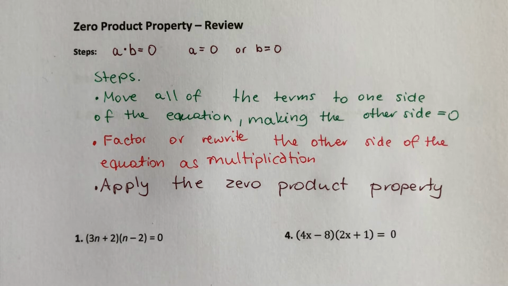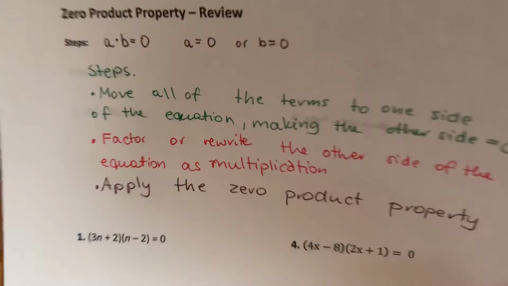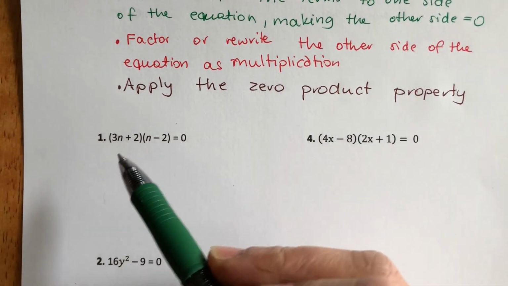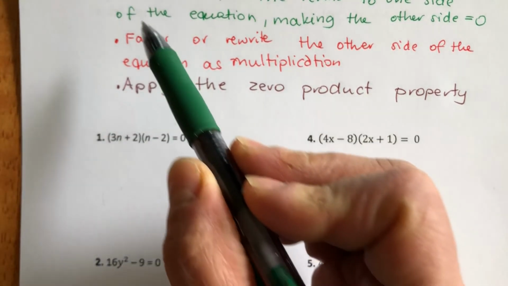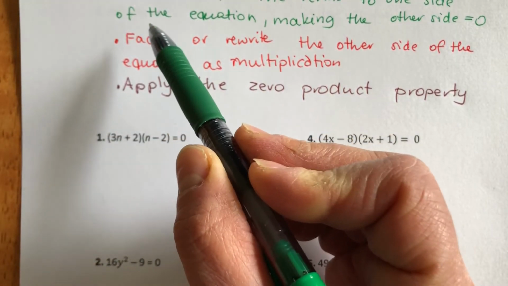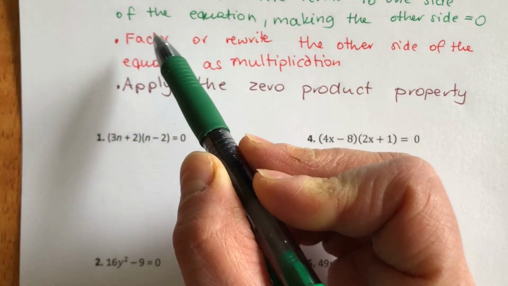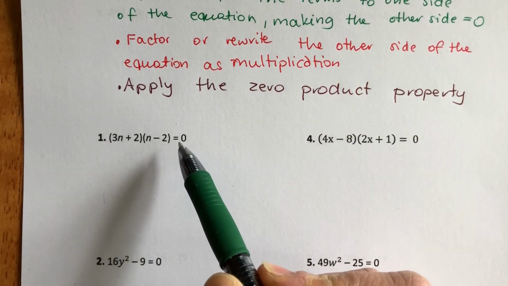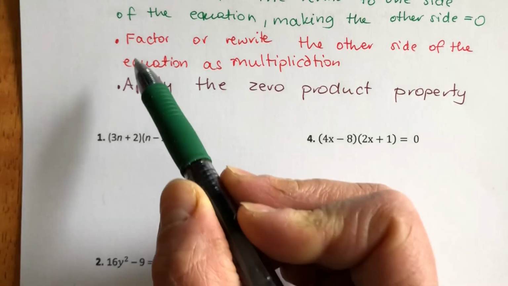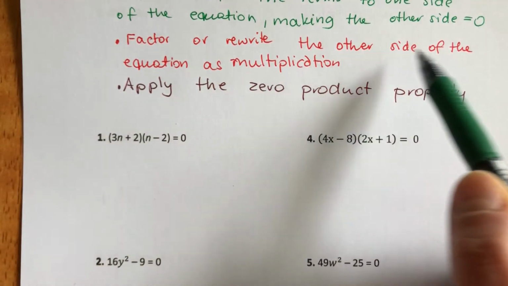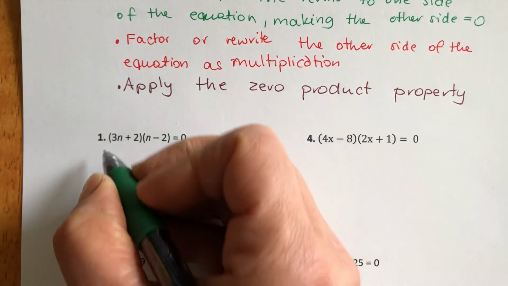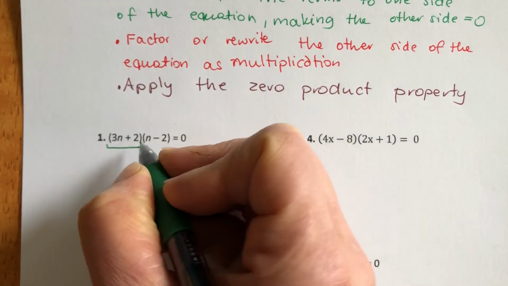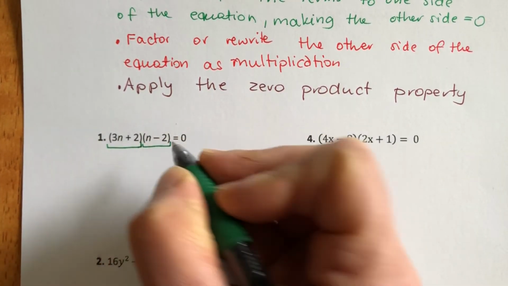I will solve 3 examples, and those 3 examples will show each one of those steps. So take a look at number 1. For number 1, the steps say the first thing is to move everything on one side and make the other side equal to 0. Well, this is done for us. Then the next step says to factor or rewrite the other side of the equation as multiplication. Well, this is done for us. This is one factor and this is the other factor.